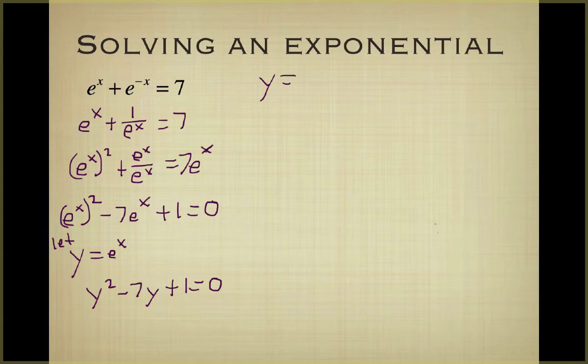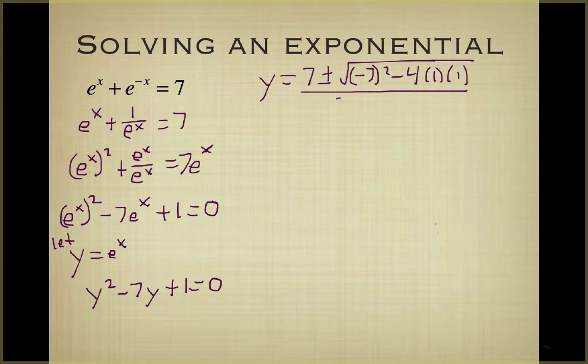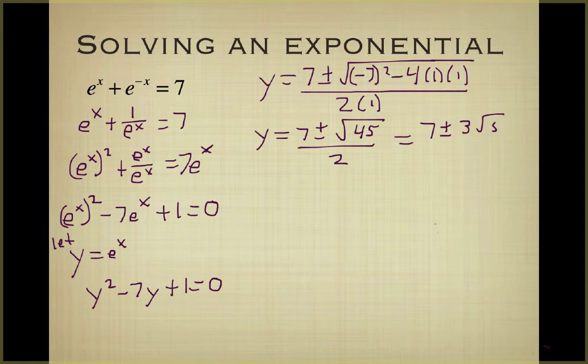So we have y equals 7 plus or minus the square root of negative 7 squared minus 4 times a times c. So 4 times 1 times 1. All over 2 times 1. When we simplify this down, we get y equals 7 plus or minus the square root of 45 over 2. This simplifies further into 7 plus or minus 3 square root 5 over 2. So we have this.